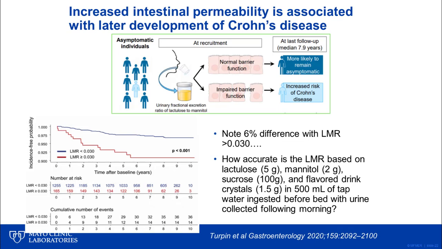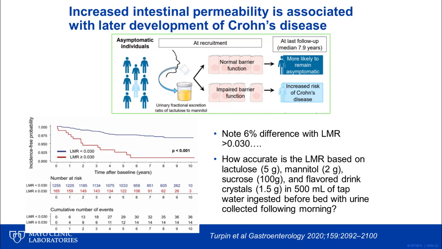So in these studies, what they did was they followed patients for up to 10 years, and the most robust data occur up to 5 or 6 years if you look at the number of people involved. And what you also see is that there's a separation in the risk. If you have a lactulose to mannitol ratio which is normal, you follow the blue line. The risk of Crohn's disease is maybe 2% in those patients. Whereas if the permeability was higher as measured by the lactulose to mannitol ratio, greater than 0.03, then there was a higher propensity to develop Crohn's disease in these relatives.